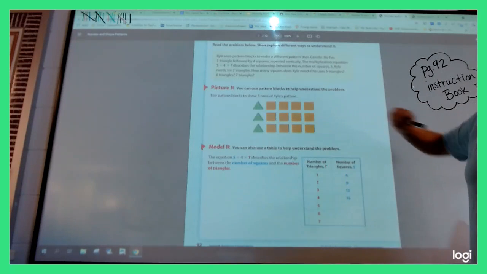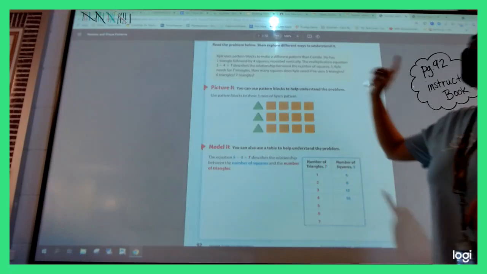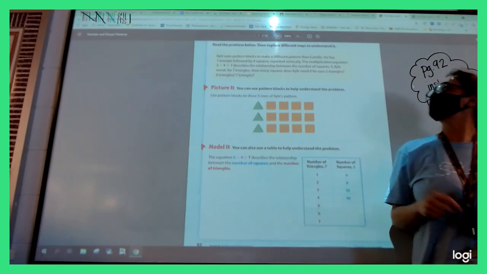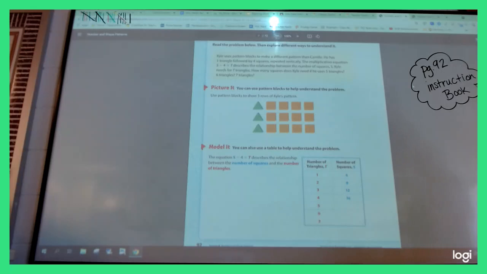Up at the top. Does somebody want to read this long problem about Kyle and Camille? Josiah, nice and loud. Kyle uses pattern blocks to make a different pattern than Camille. He has one triangle followed by 4 squares, repeated vertically. The multiplication equation S = 4 times T describes the relationship between the number of squares S and the number of triangles T. How many squares does Kyle need if he uses 5 triangles, 6 triangles, 7 triangles?